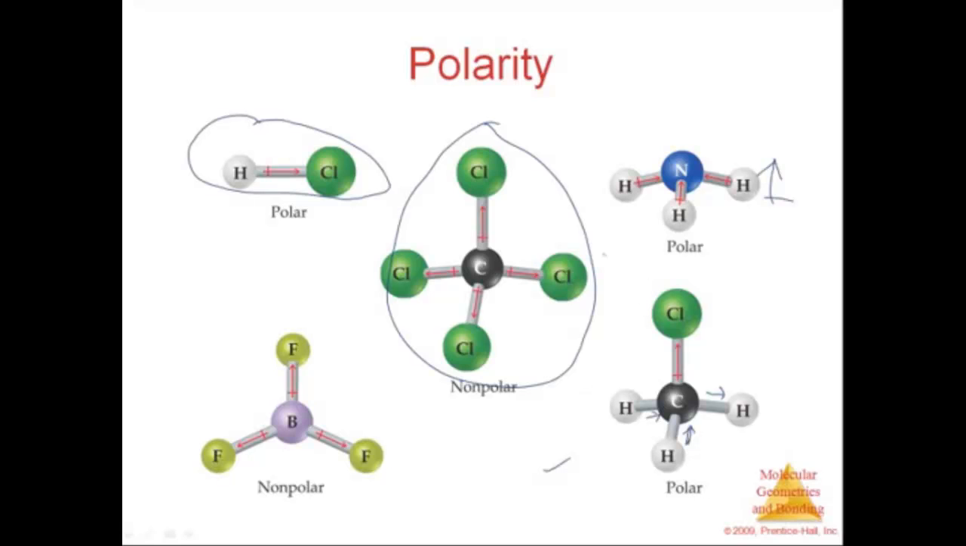So if I have a symmetrical molecule, everything's the same on the outside, no lone pairs, I have a nonpolar molecule. It doesn't matter what's on the outside. If I have one thing that's different on the outside, it's going to become polar. If I have lone pairs, I will always be polar, because those lone pairs are going to stick up and they're going to be negative. It's going to cause a dipole.